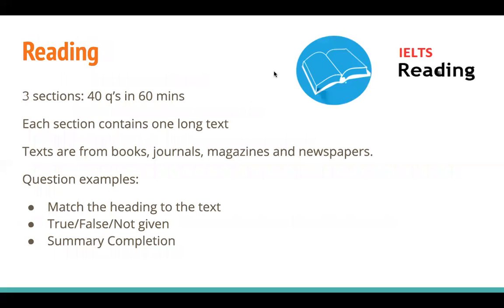For reading, there are 3 sections with a total of 40 questions in 60 minutes. Each section contains 1 long text, and they're from books, journals, magazines, or newspapers. The question types will be either true, false, not given, match the heading to the text, and summary completion.